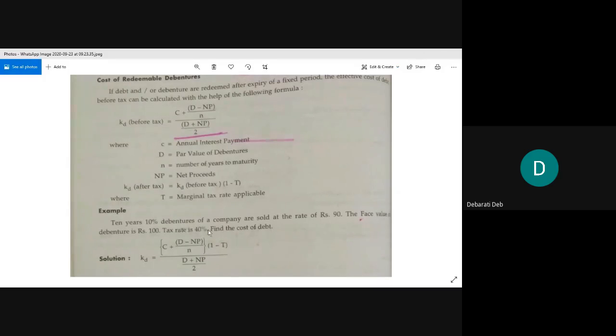The tax rate is there. That means you have to apply the tax rate formula. That means you will have to apply the cost of redeemable debentures after tax. Put all the details in this formula and solve. Take the formula, write all the details and solve.